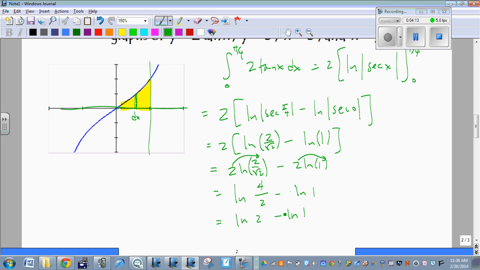One last property of logs that we can use here is we can condense these two logs into one. They have the same base. We're subtracting them. We get natural log of 2 divided by 1, which is just natural log of 2.